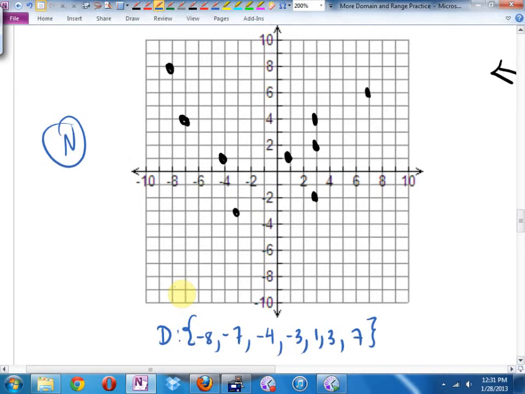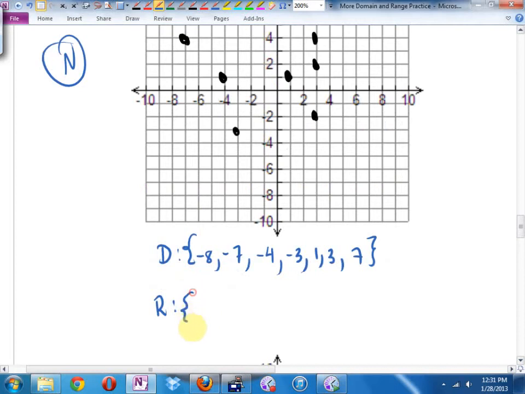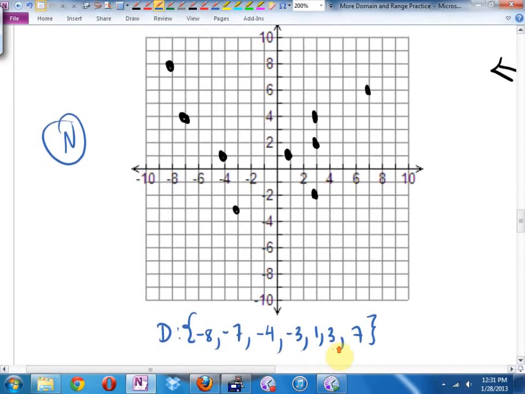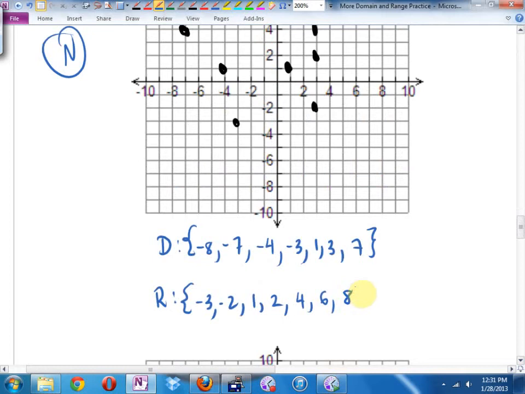Range. Again, we're going to list them smallest to biggest. So start on the bottom, work your way up. I see -3, -2, +1, +2, +4, +6, and +8.